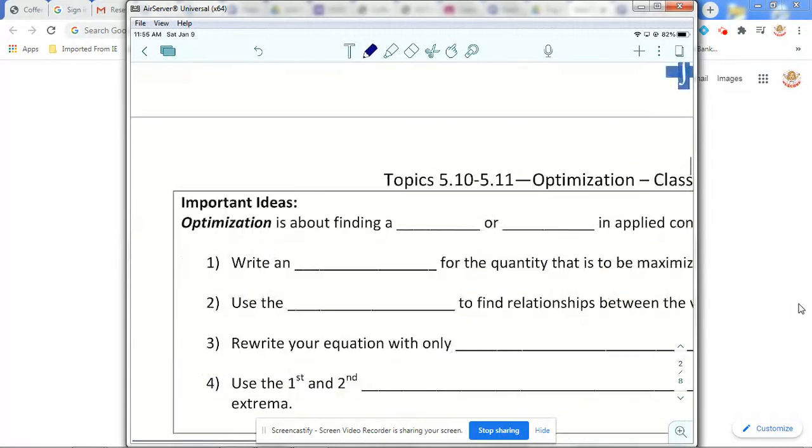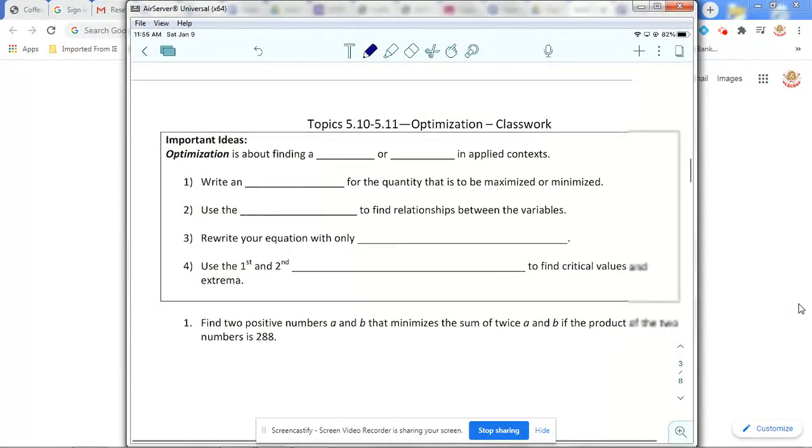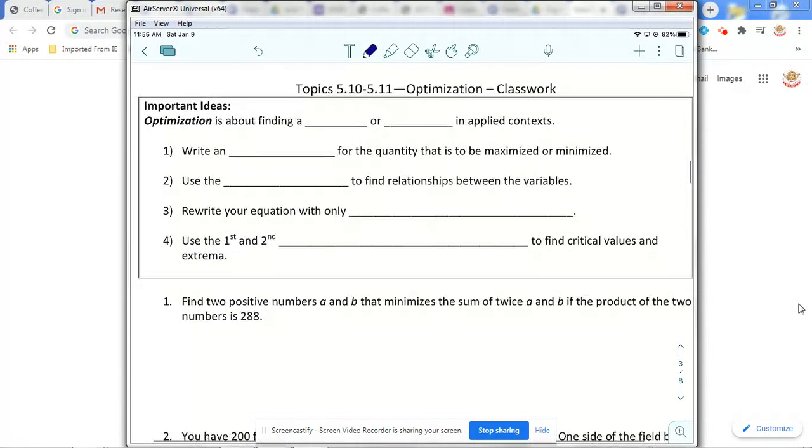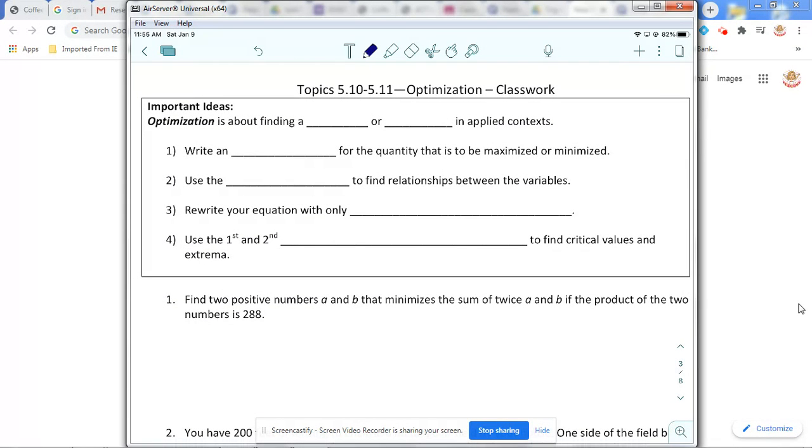All right, so that is the process of optimization. So we'll just kind of break it down a little bit more. Some important ideas about optimization. What we're doing is we're finding a max or min in applied contexts. So this is a good one for people who like applied mathematics, not just abstract mathematics like we do a lot. So hopefully Montana will stay awake through these lessons.